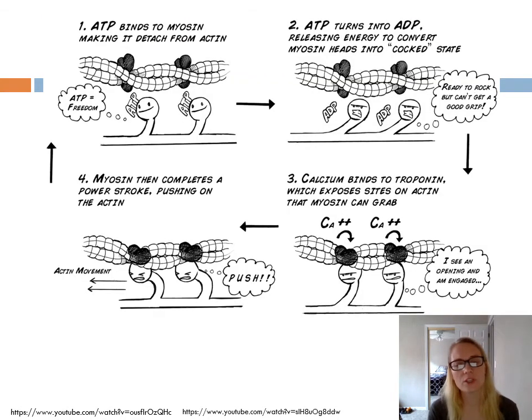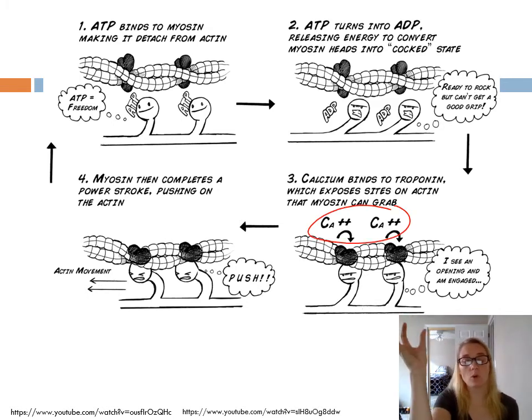Okay. So here's just a little cartoon to show the idea that when you have these little ATP-powered myosin heads, they're ready to go, but they can't get a good grip because the calcium hasn't shown up yet. So here comes the calcium, it moves the blocking parts away, they can grab hold, they do their power stroke, and they move the thin filament forward.